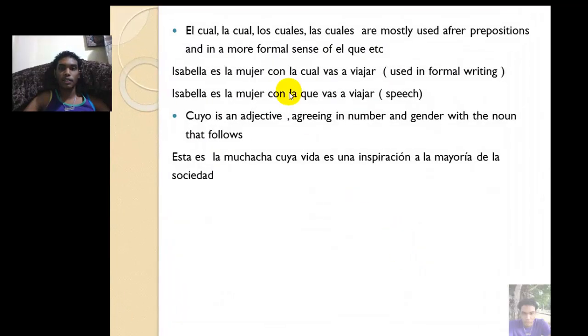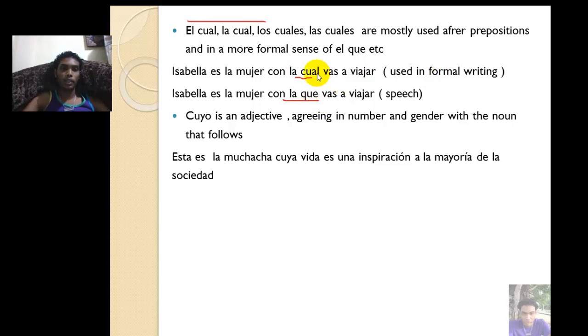These are just basically used in a more formal sense. So Isabella es la mujer con la cual vas a viajar. Right, this would be used in writing, la cual. Isabella es la mujer con la que vas a viajar. This would be more used in speech. Okay, so the only difference is formality between el cual, la cual, etc.